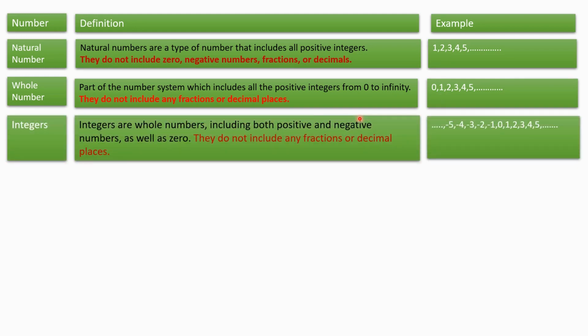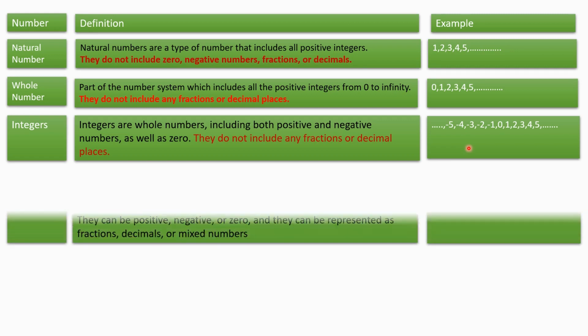Integers are whole numbers, including both positive and negative numbers, as well as 0. They do not include any fractions or decimal places. Example: -5, -4, -3, -2, -1, 0, 1, 2, 3, 4, 5.